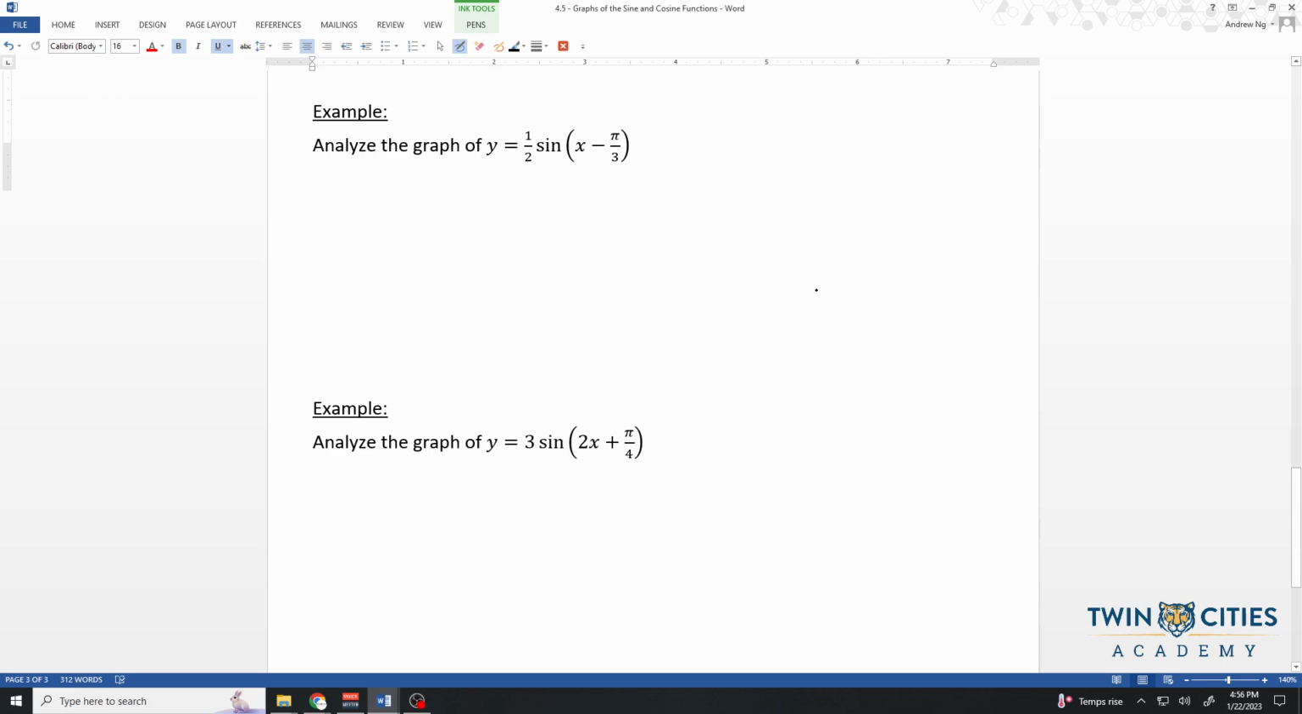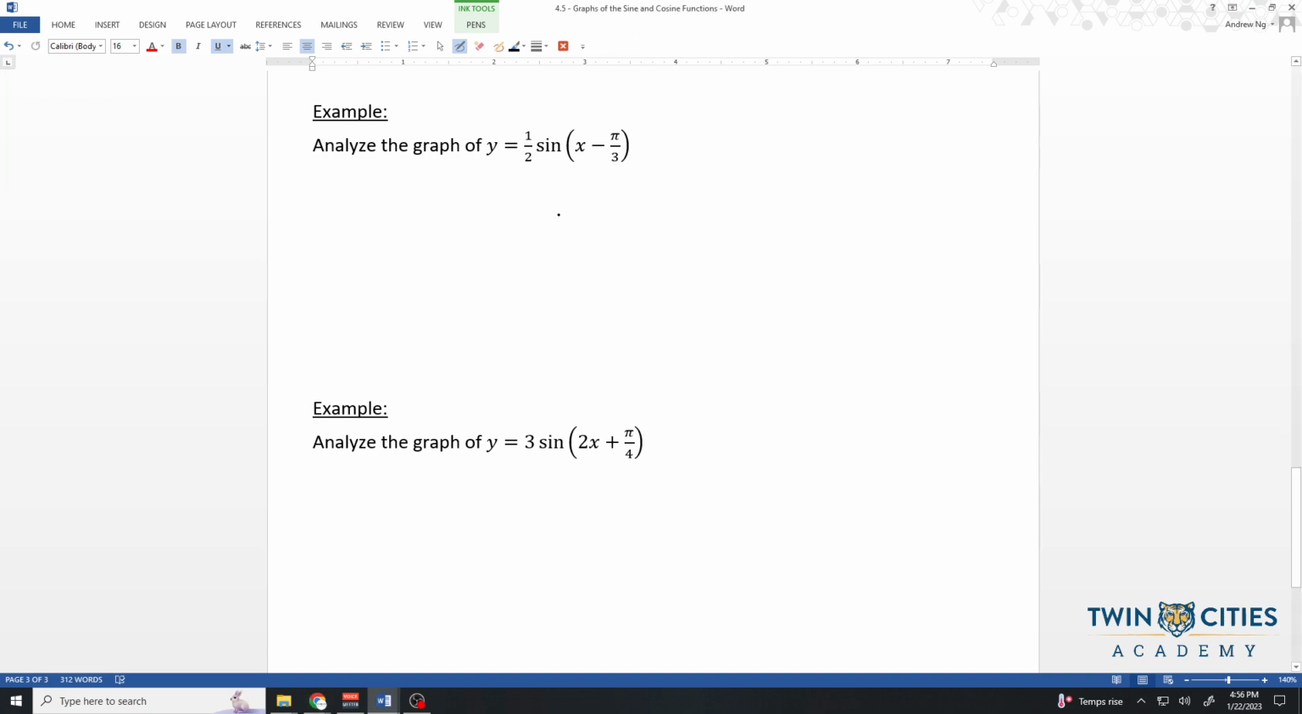Okay, the first one, analyze the graph of y equals 1/2 sine of x minus pi over 3. I want you to tell me a couple things. 1, what is the amplitude? What's the highest it's going to get? What's the lowest this is going to get? And then 2, what's the period? How long will it take to get back to our starting point?